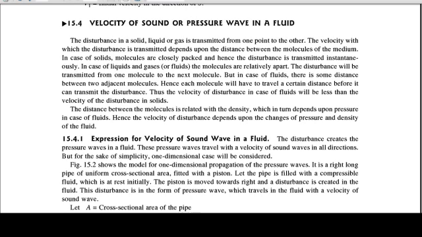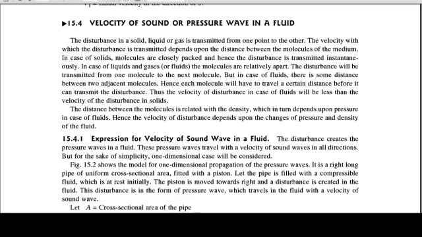Hence the velocity of the disturbance in a fluid is less than the velocity of disturbance in solids. The velocity depends upon the distance between the molecules. This distance is smaller in the case of solids and larger in the case of fluids. So the velocity of the disturbance is less in fluids, whereas it is more in solids.